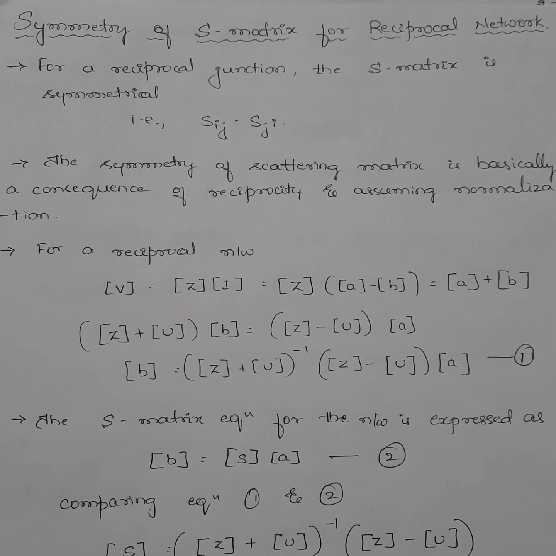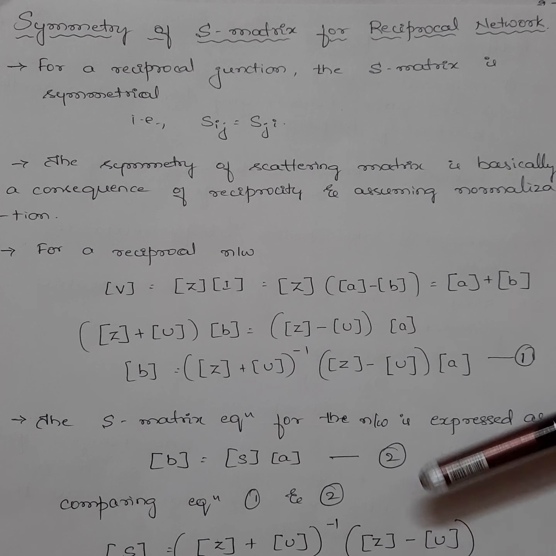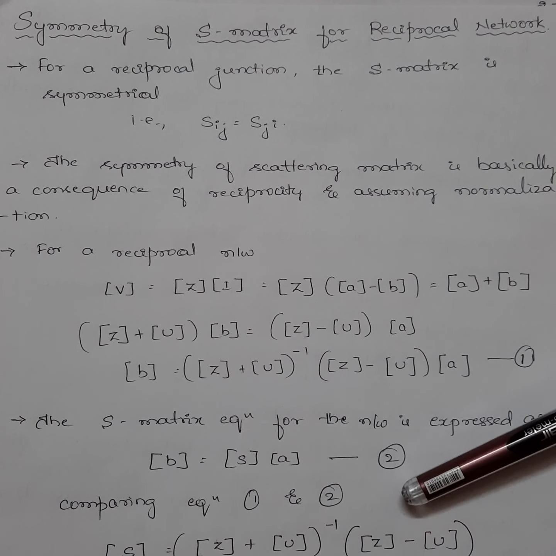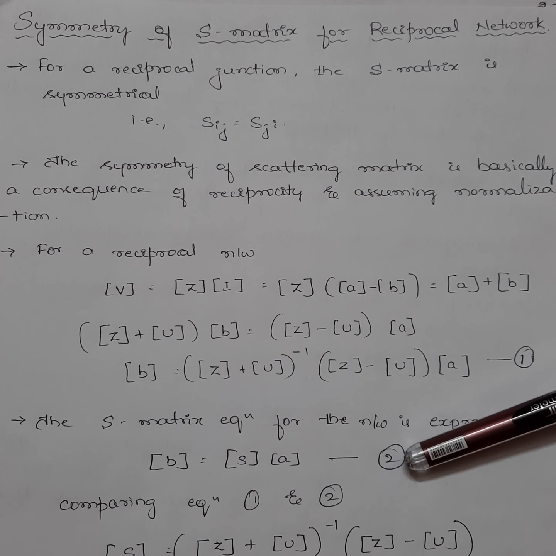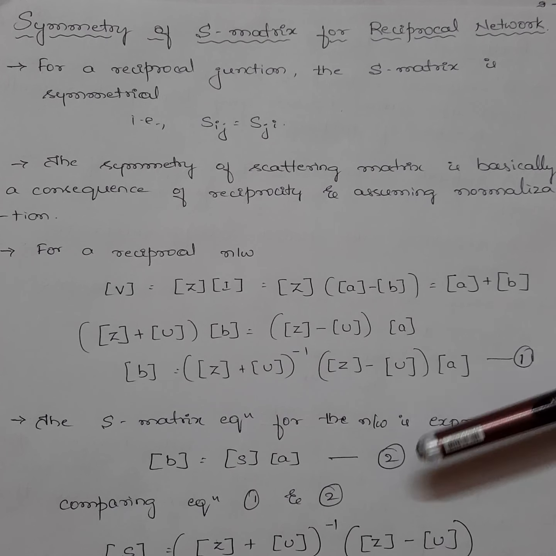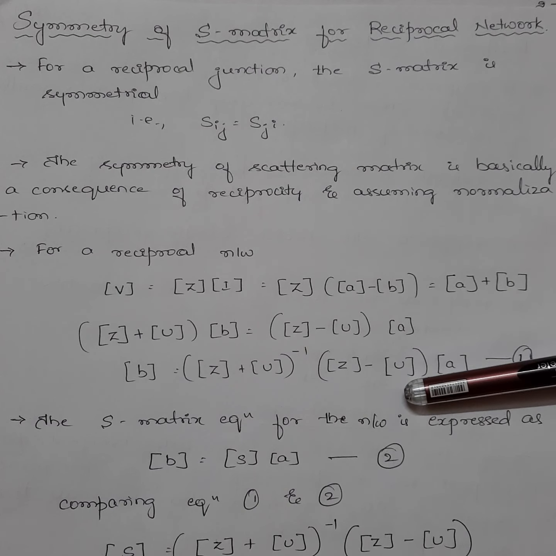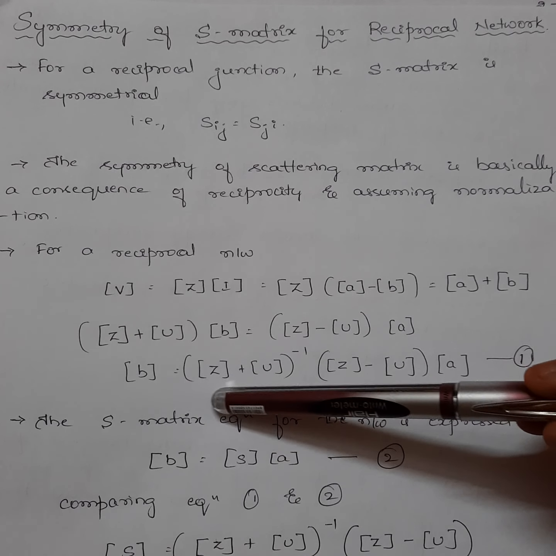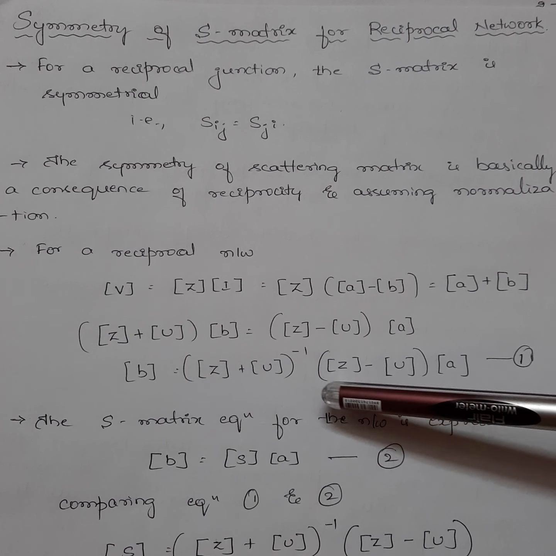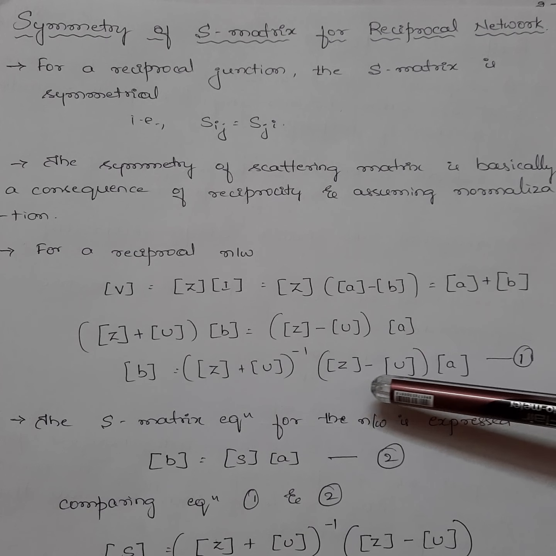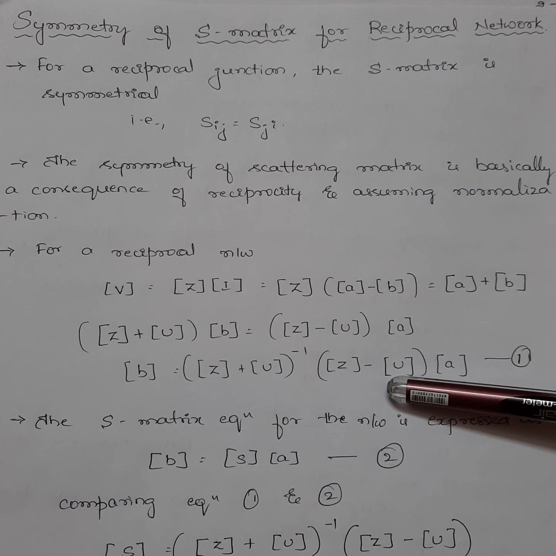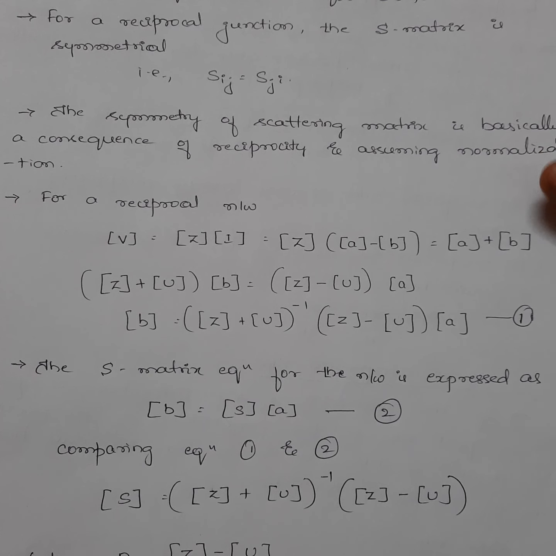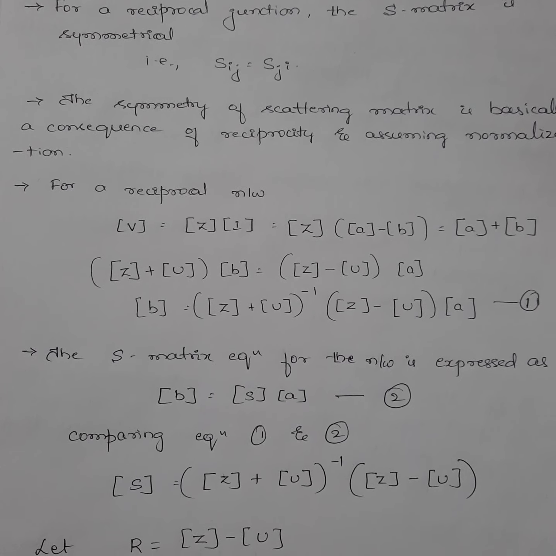So the S matrix equation for the network is expressed as B is equal to S into A. This thing we already know. So if we compare these two equations, 1 and 2, B is equal to S into A, so S is going to be equal to Z plus U inverse into Z minus U. Okay, so S becomes equal to Z plus U inverse into Z minus U.